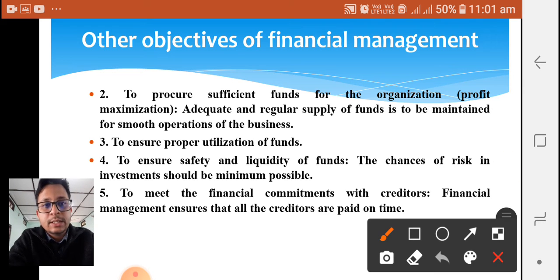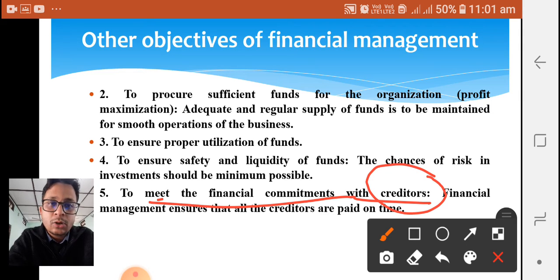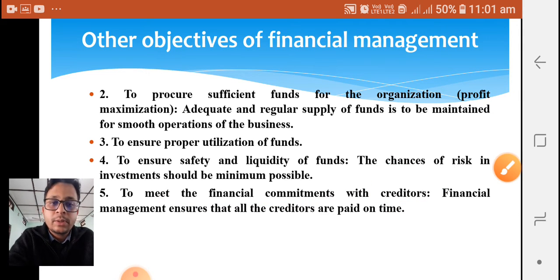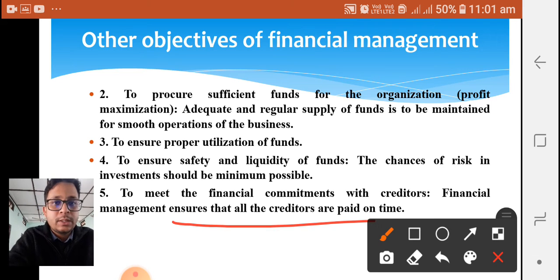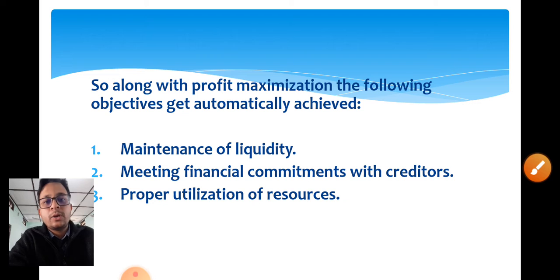These statements tell us about meeting financial commitment with the creditors. See, equity shareholders are also creditors of the company. Even though they can be called owners, they are contributing money to the firm, and it is the duty of the firm to repay that money. That is why they are also your creditors. Financial management ensures that all creditors are paid on time: not only the equity shareholders, but also the preferential creditors and the secured creditors, like the bankers who supply loans to your company. So I hope this is clear to you.